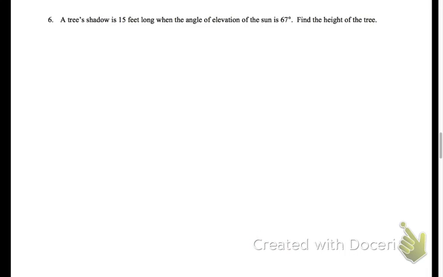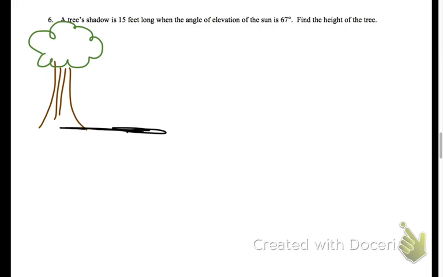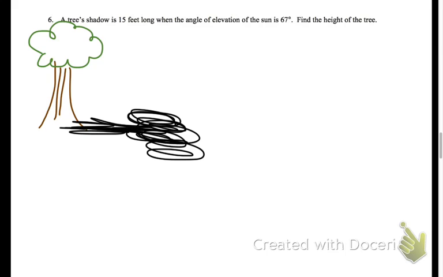All right, now a tree's shadow is 15 feet long when the angle of elevation of the sun is 67 degrees. Find the height of the tree. So let me do my best drawing of a tree here. And we know that here's the shadow of our tree. All right, not bad. So there's our shadow, there's our actual tree.